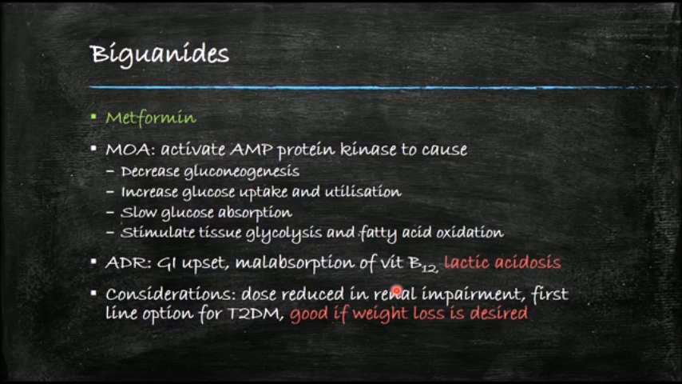It's decreasing gluconeogenesis, so you're not creating as much glucose anymore. It increases the uptake, so your sugar is pulled from your blood and into the liver. It slows the absorption of the glucose, and it stimulates tissue glycolysis and fatty acid oxidation, which is kind of how it helps you to lose weight. So it's a really, really good drug because it's euglycemic. Patients aren't going to have hypos, and they're going to lose weight.